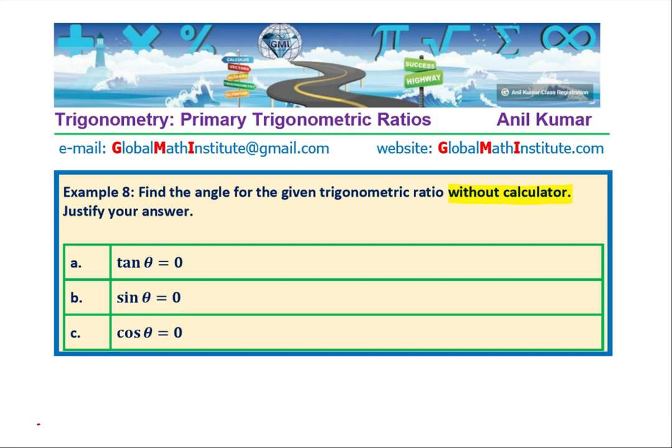Very important to understand. So as you know, these ratios are what? Well, sine basically is the ratio opposite to hypotenuse, right? Cosine is adjacent to hypotenuse. Tan is opposite to adjacent. So when I say tan theta is 0, that means opposite side equals 0, right? Numerator has to be 0. So for which angle will this opposite side be 0?